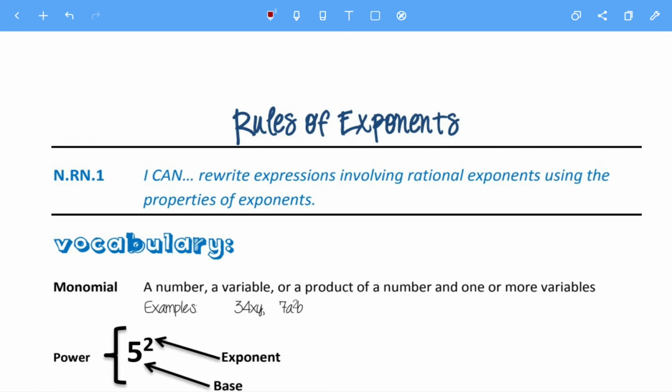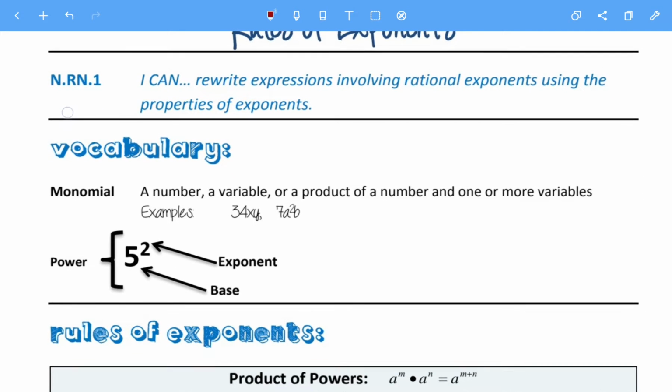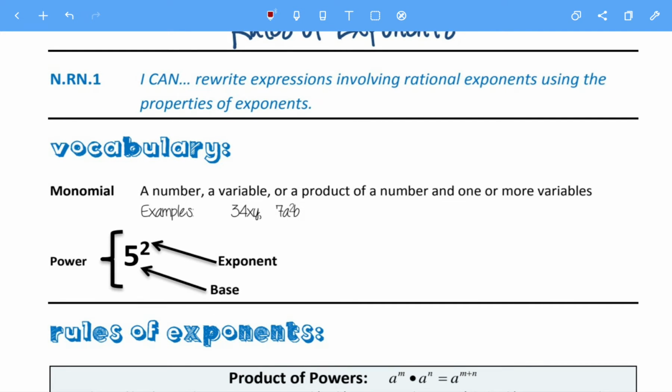So the objective for today is that we can rewrite expressions involving rational exponents using the properties of exponents. If you were here on February 22nd, we did start this, but I'm gonna cover all of it in the video. So to begin, let's look at some vocabulary.